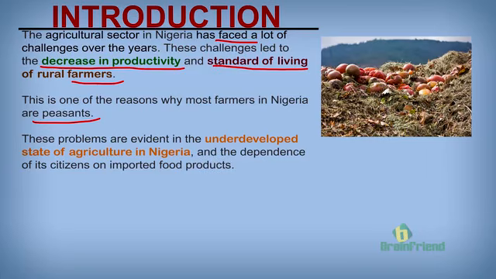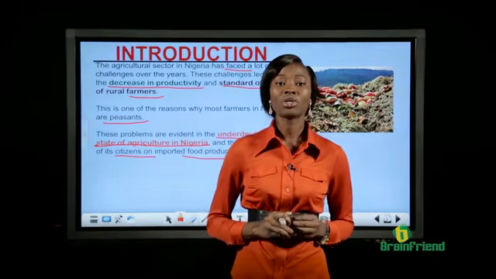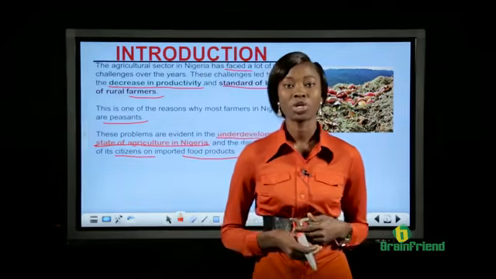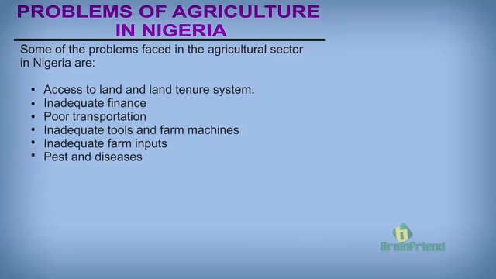The problems encountered in Nigeria's agricultural sector are evident in the underdeveloped state of agriculture in Nigeria and the dependence of its citizens on imported food products. Because the level of production has decreased, most Nigerians are dependent on imported food products such as rice and other products. In today's lesson, we shall be looking at those common problems encountered in the agricultural sector of Nigeria.